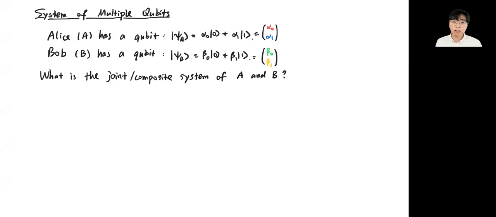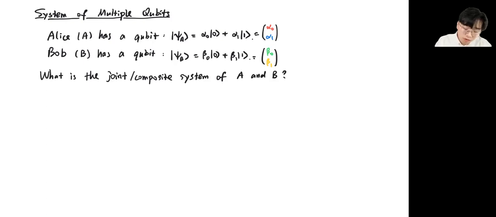So far in the lecture, we have talked about a system of a single qubit, together with quantum gates and measurement on a qubit. Well, let's now take a look at a system of multiple qubits. Then let's begin with something simple, a system of two qubits. Suppose Alice has a qubit in a quantum state psi A, and Bob has another qubit in a state psi B. What is the joint or composite system of A and B?